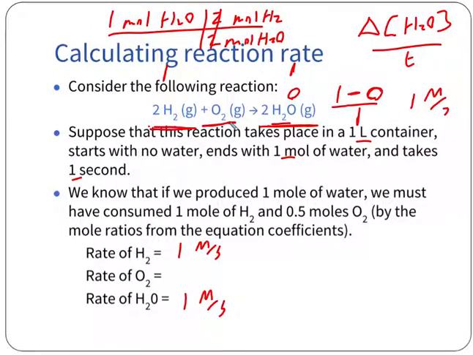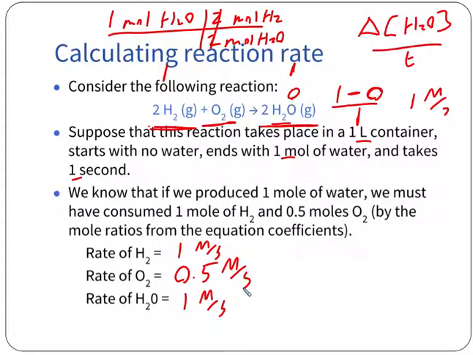It's got a mole ratio of 2 to 1. It's not going to produce 1 mole. We're not going to use up 1 mole of oxygen. We're only going to use half a mole because that's what the mole ratio says. Which means the change in concentration is only going to be half a molar, which means that the rate is just going to be 0.5 molar per second.